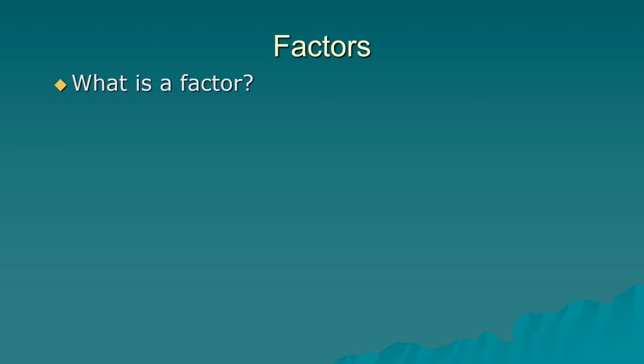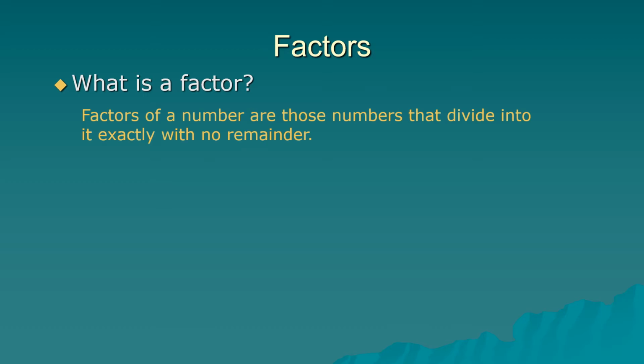Last week we learned about factors. Can you tell me what a factor is again? Great. Factors of a number are those numbers that divide into it exactly with no remainder. For example, 12. 12 can be divided by 1, 12, 2, 6, 3, and 4 without leaving a remainder, right? So these are the factors of 12.